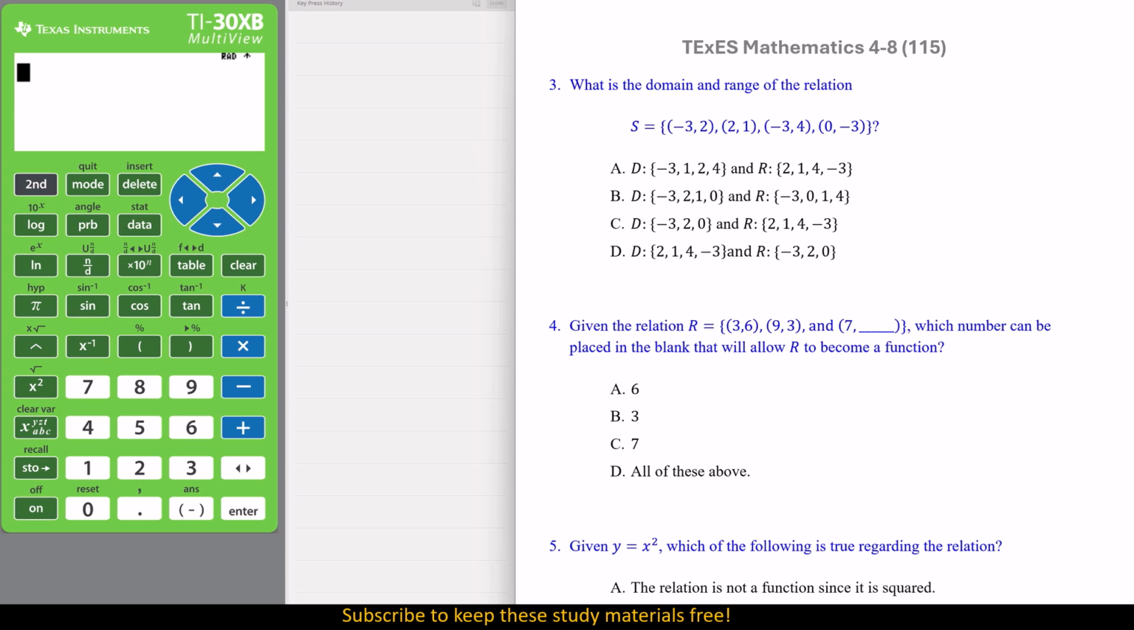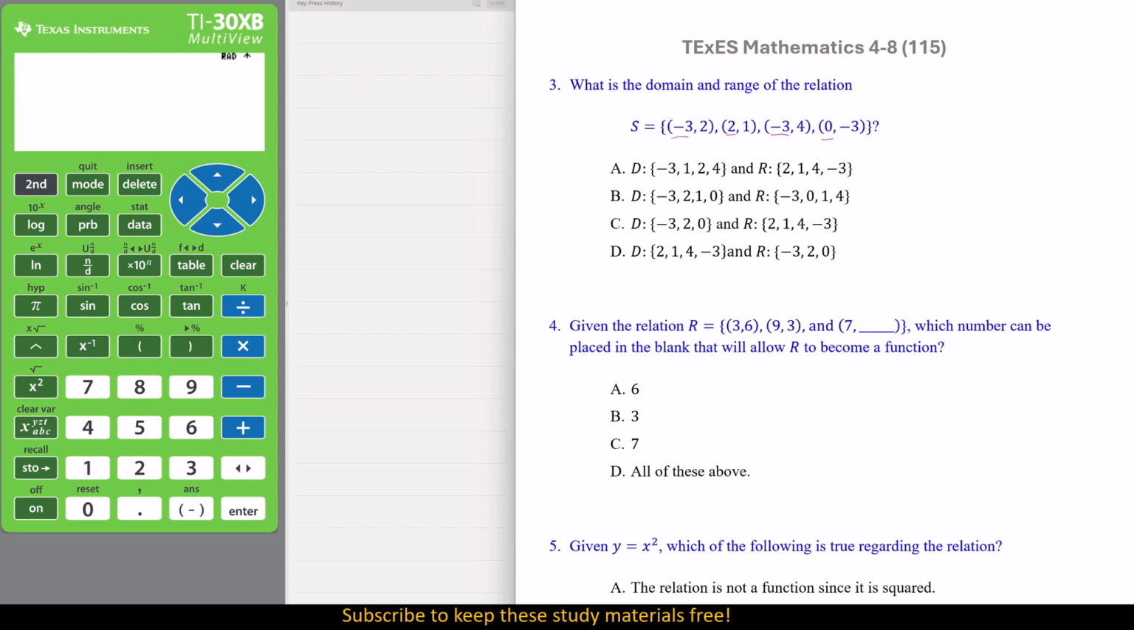Number 3, what is the domain and range of the relation? Okay, now they've listed out S is our relation with ordered pairs. So the domain would include any x value. We have -3, 2, -3, and 0. For the -3s, we only write that once.